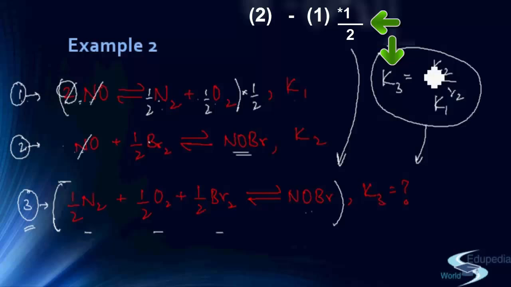So this is how the questions come. They are pretty simple. You just need to know how to use the theory that you have studied. Just look for what you need on the reactant side and what you need on the product side, and then accordingly manipulate the given reactions to get the required reactants and products.